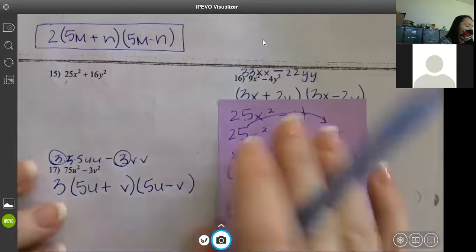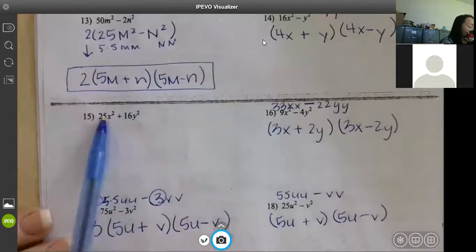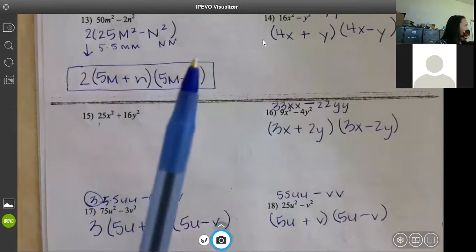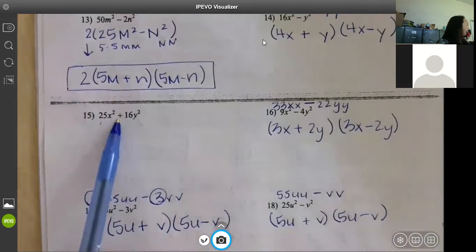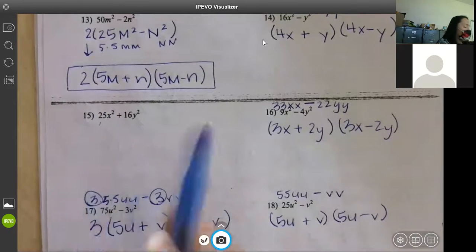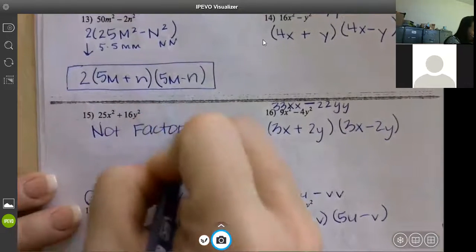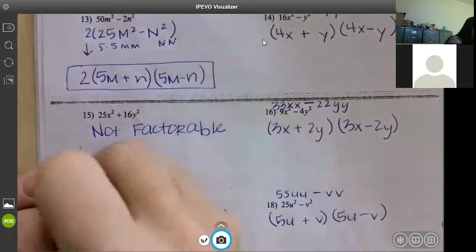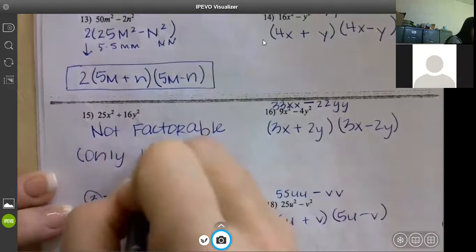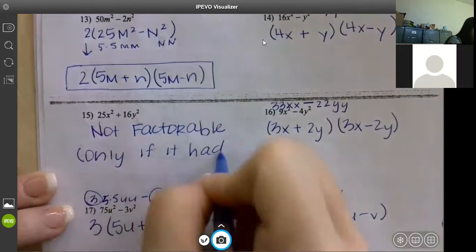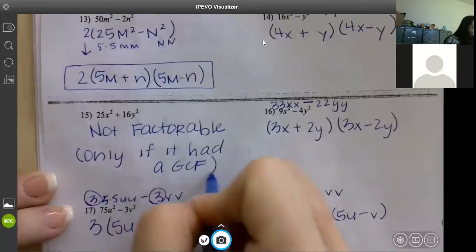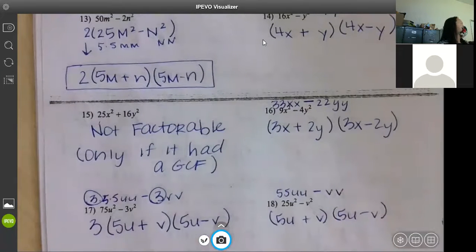Got it? All right, so this one has 2 terms, so it doesn't have a middle, so that's good. But the problem is it's a positive. This one is not factorable. Does everybody understand that? The only way it would be factorable is if it had a GCF. So if it's 2 terms and it doesn't have the minus in between, it's probably just going to be GCF. Okay, everybody got that? It has to have a minus.